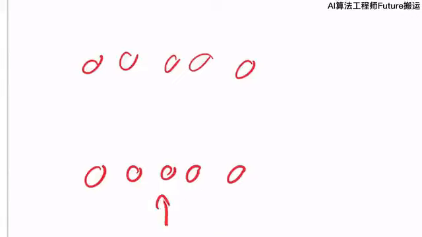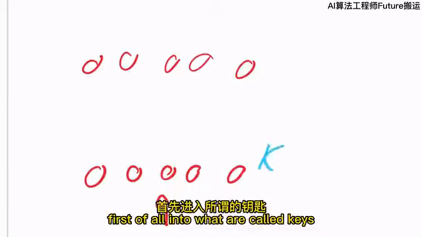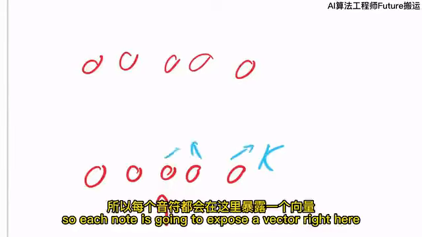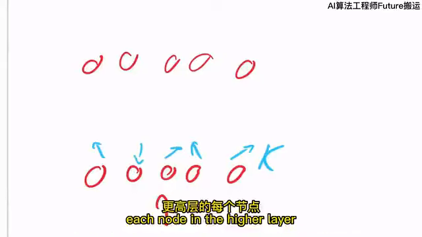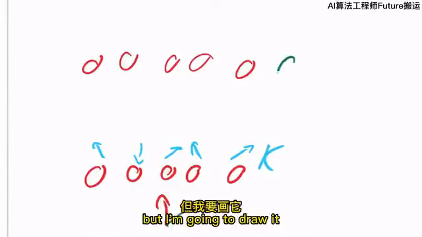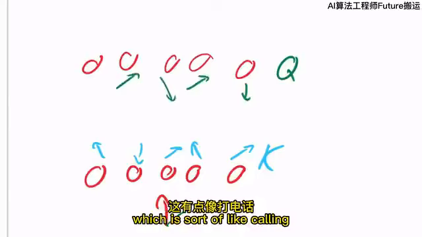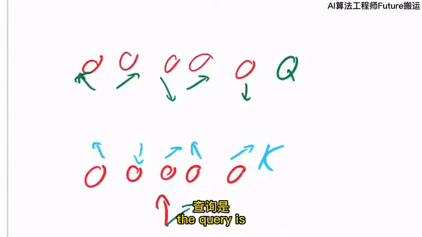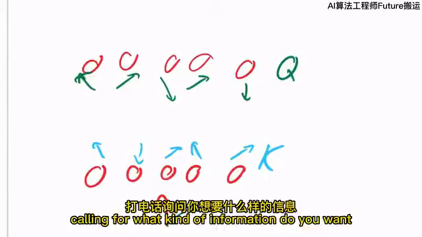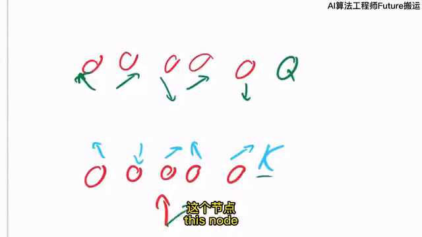queries and keys. So this incoming information is transformed, first of all, into what are called keys. Now, keys are simply vectors. So each node is going to expose a vector right here. And each node in the higher layer, now these are produced from the same information down here, but I'm going to draw it conceptually on the higher layer, each node here is going to expose a query, which is sort of like calling for what kind of information you want from the lower layer, and the key is sort of exposing what type of information this node contains right now.